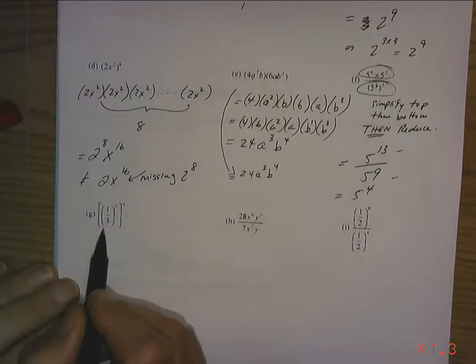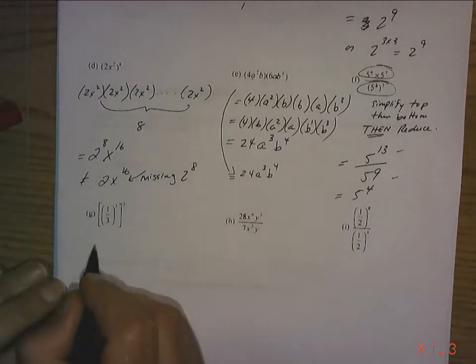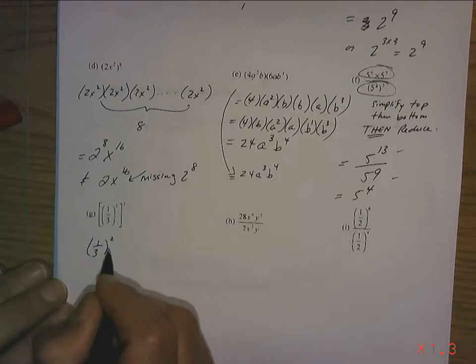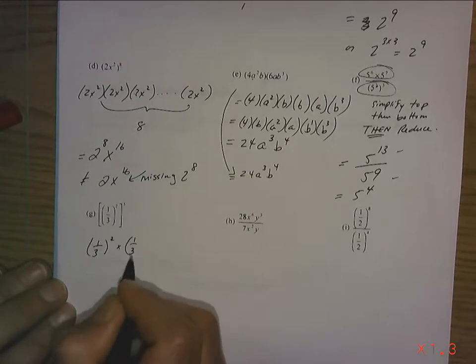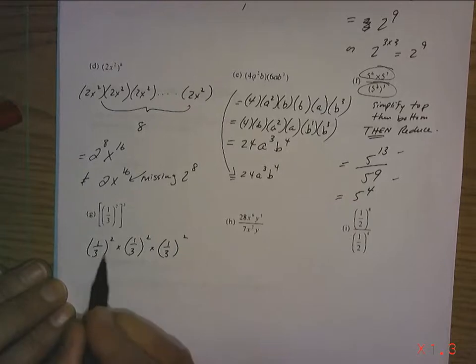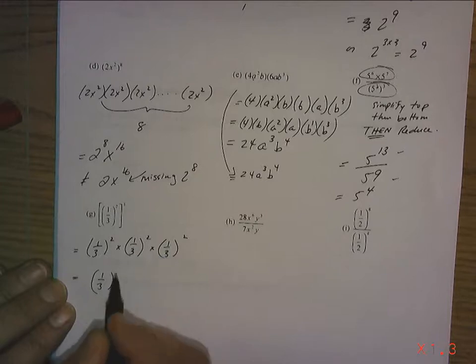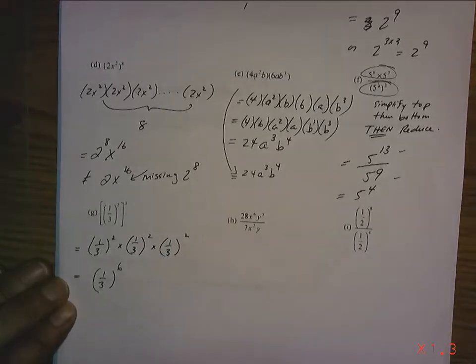Okay, our base now is a fraction. Not a big deal. What this means is it's 1/3 squared times 1/3 squared times 1/3 squared. The bases are all the same, so it's going to be 1/3. I had 2 of them, plus 2 more, plus 2 more, is 1/3 to the 6.